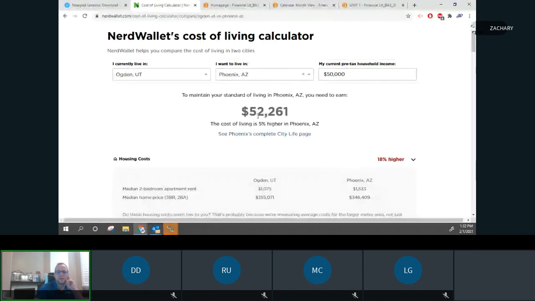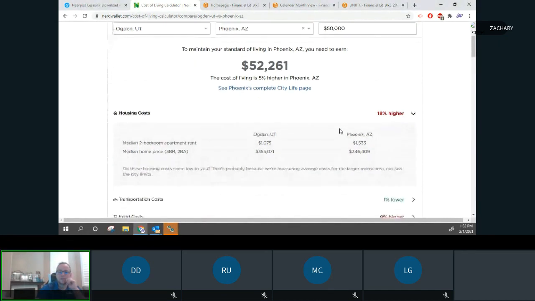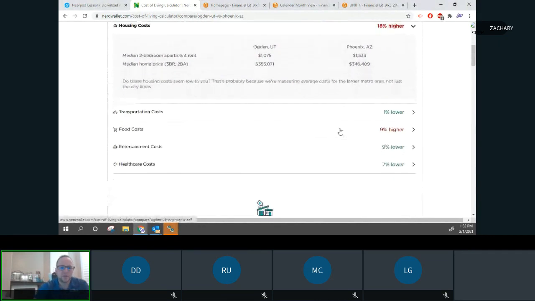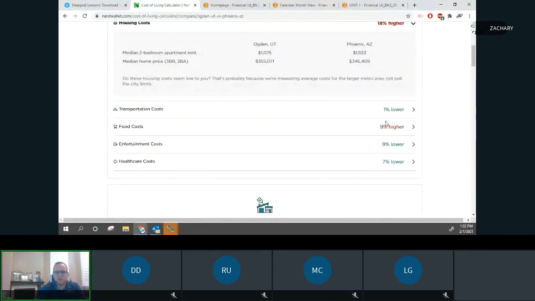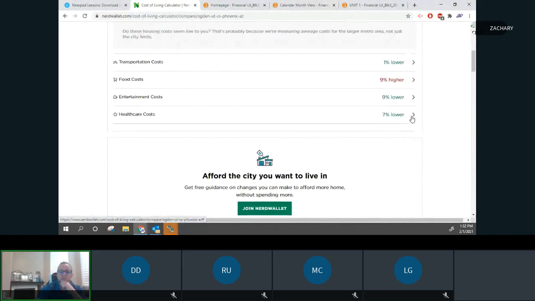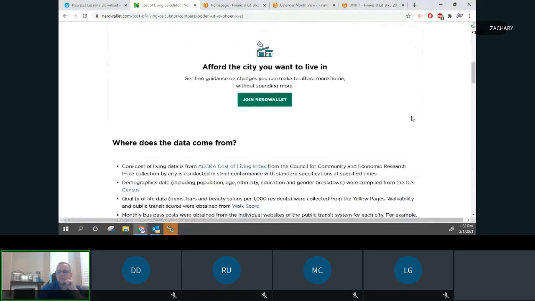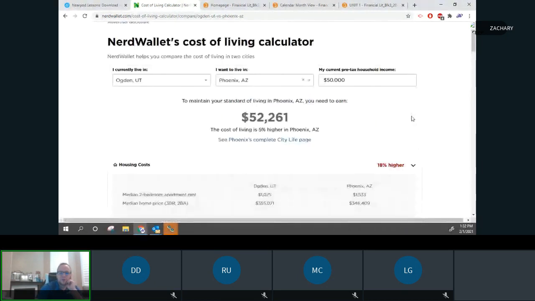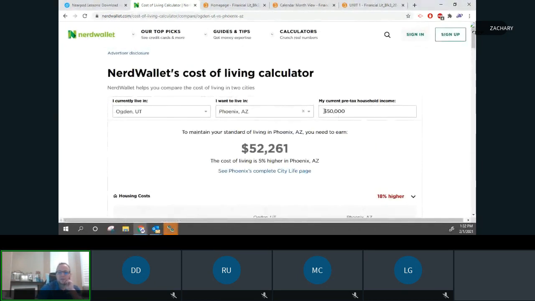If I were to go to the Mesa area, I'd have to make more money there than I would here, and it tells me how much higher things are. Transportation costs are lower, so my car insurance would be lower, but my food costs are going to be higher. My entertainment and healthcare costs will be lower if I live down there. That's kind of interesting. This is something you'd want to jump on and see what some other things are.